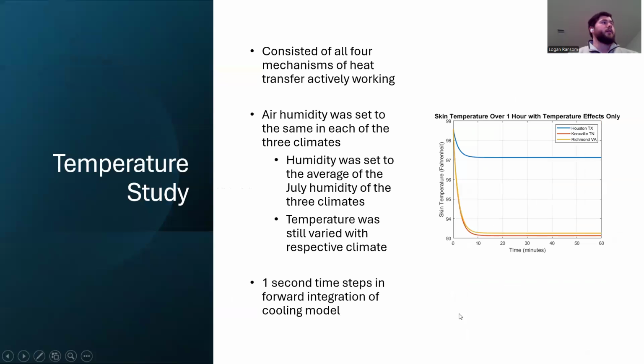So the third study was the converse of the previous humidity study, and this was a temperature study. And that consisted once again of simulating the mathematical model with forward integration in 1 second time steps. All four mechanisms of heat transfer were actively working. And the difference in this from the baseline and the humidity study is that the aim was to isolate temperature to see the effects of temperature on the cooling process. So humidity was set to the average of all three climates for each of these cases, while just the temperature was still varied respective to each climate.